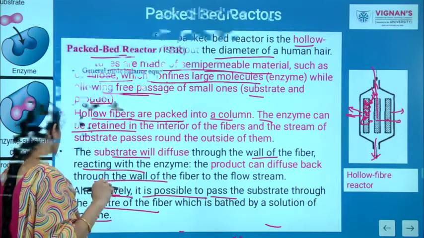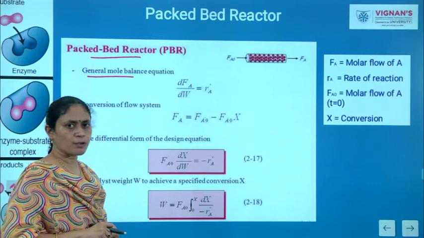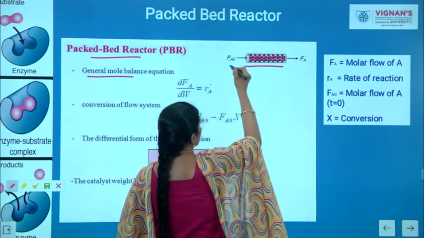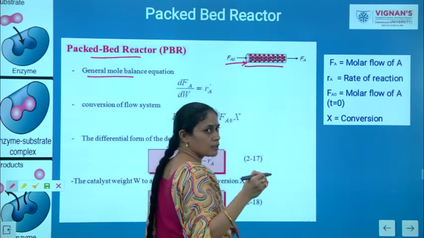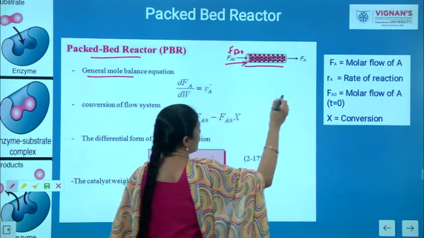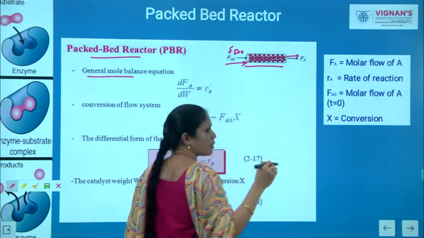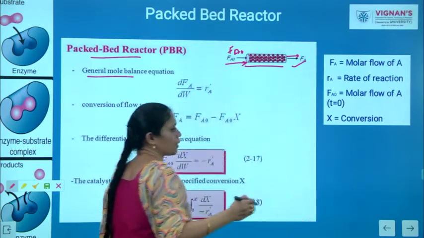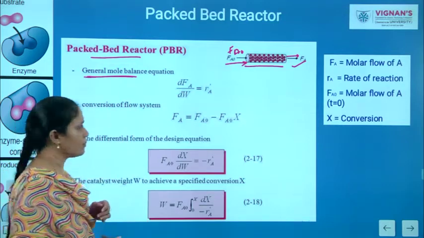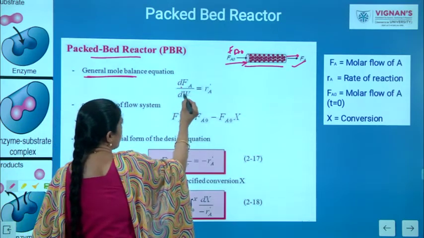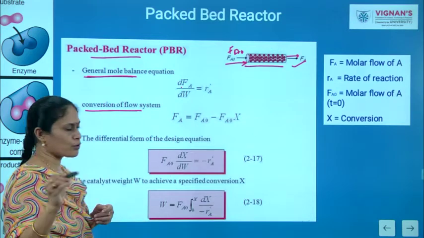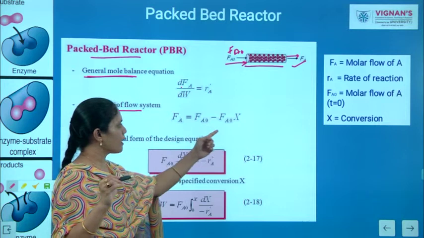Now let us discuss the design equation of the packed bed reactor. See this figure. This is your packed bed. Your substrate molecule is entering into the reactor with a flow rate of FA0 and your product is getting released with a flow rate of FA, which is your outlet flow rate. When we consider the general mole balance equation, that is dFA divided by dW is equal to RA, and upon conversion of your flow system, FA is equal to FA0 minus FA0 into X.